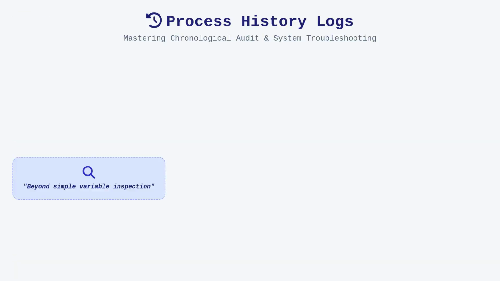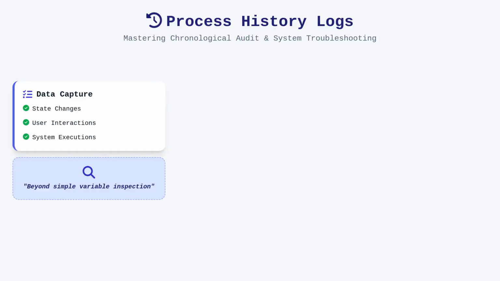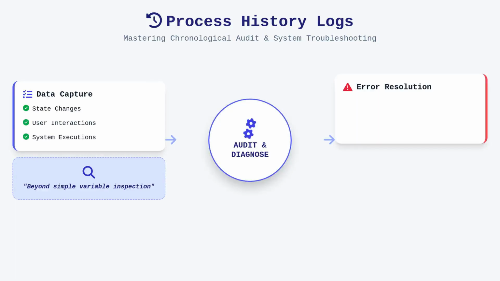Beyond simple variable inspection, the process history log is an invaluable resource for understanding the chronological sequence of events. The logs capture every state change, user interaction, and system-level execution, providing a trail that is essential for auditing business outcomes. If a process stalls, you can check the node logs to see if a particular service task returned an error code or timed out while waiting for a response from an external system.